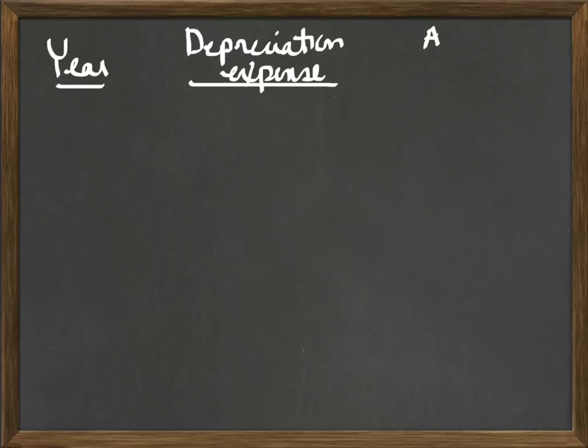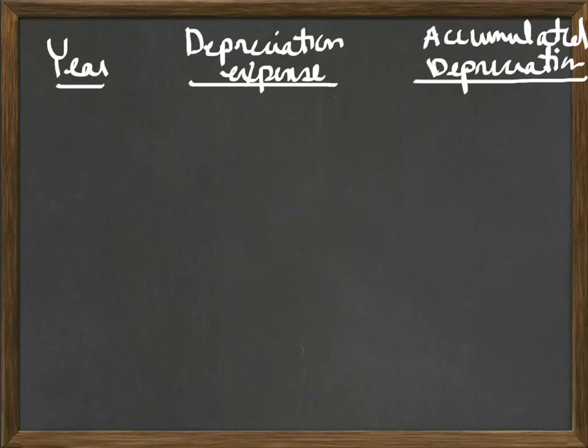Alright, so let's make a little chart here. So we've got our year, our depreciation expense, and our accumulated depreciation. So in year 1, we already calculated depreciation expense to be $2,100. Well, on top of that, we have to calculate the accumulated depreciation on the asset. Accumulated depreciation is the sum of all expenses. So for every year you expense, your accumulated depreciation is going to increase.